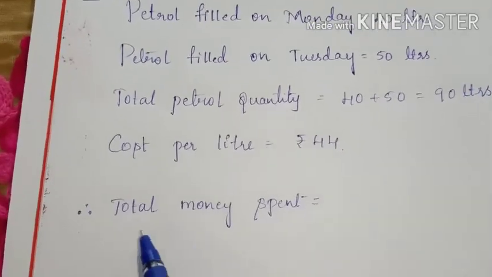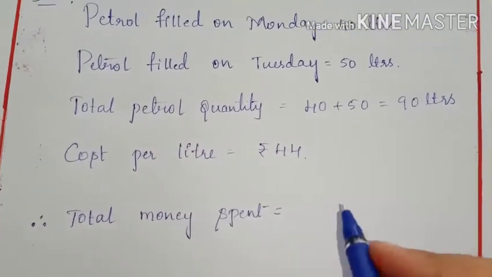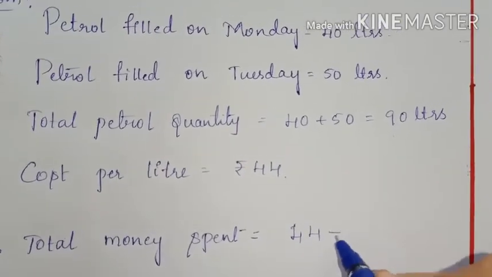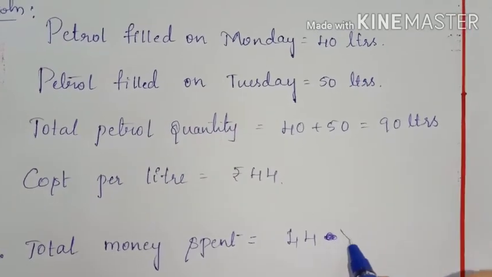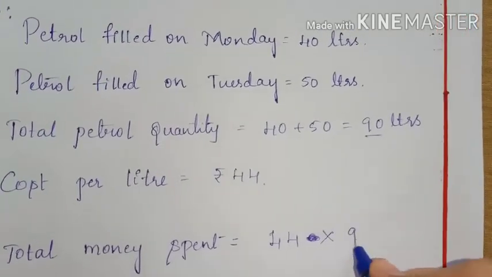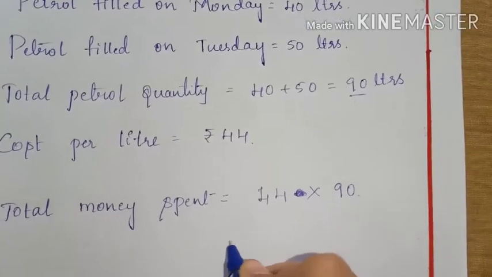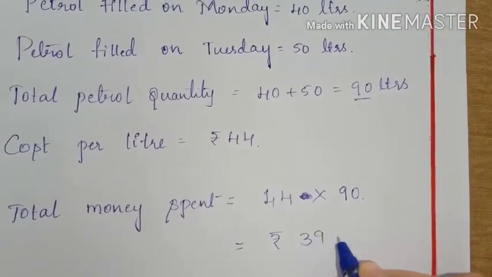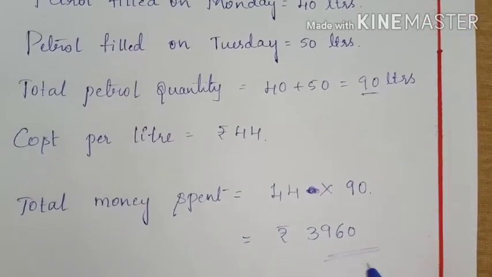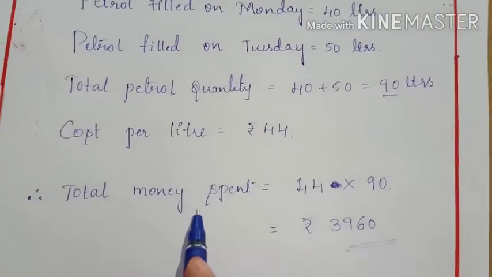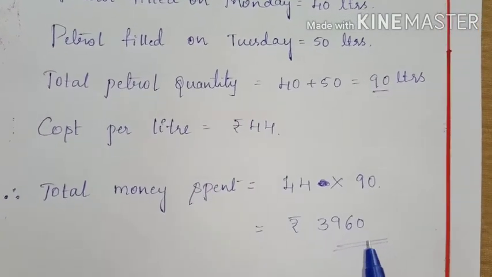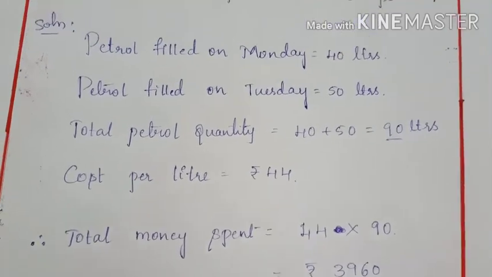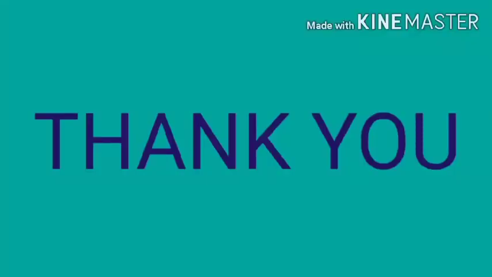Now we have to find the total money spent, which is equal to 44 into 90. Total 90 liters, no? So 44 into 90. The answer is rupees 3,960. Fine. So the total money spent by the taxi driver is rupees 3,960. Here completes your chapter 2.